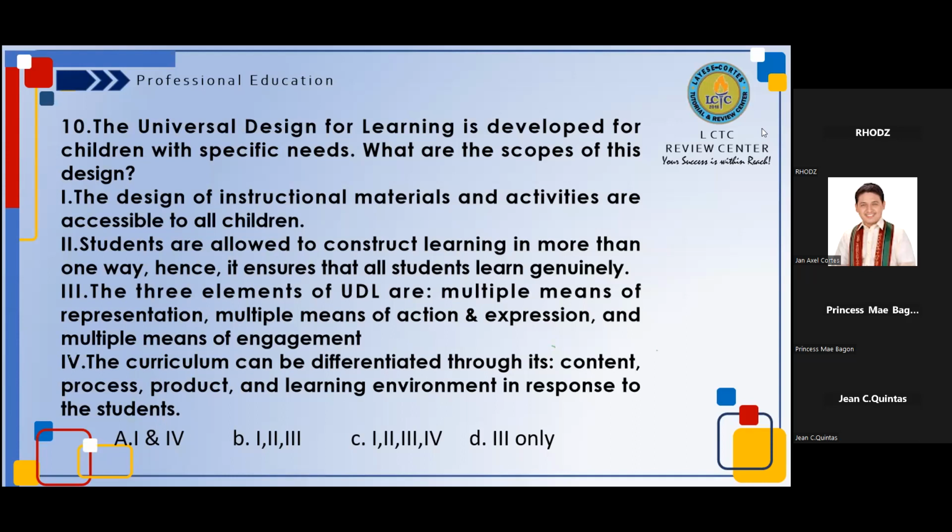It is because this number 4 is under differentiated instruction. When we talk about differentiated instruction, it is no longer universal because you are already catering to a specific kind of learners, giving them different sets of learning activities under a kind of learner. So it is no longer universal. When we talk about universal, all of the activities are accessible to all, regardless of the kind of learners. Number 4 is under differentiated instruction. Very good. Let's proceed.